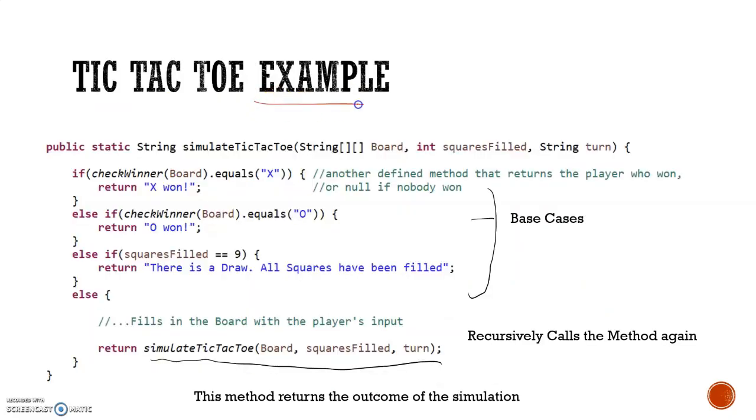One basic example for the recursive tic-tac-toe is a method that has the parameters of a board, squares filled, and turn. These are all base cases: once a condition is reached, either player 1 wins or there's a draw, the recursive call ends and a value is returned. However, if the base case is still not met, it will first get the player's input for which square they want to fill, then it would recursively call itself using the updated parameters.